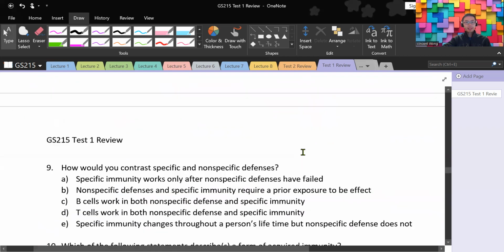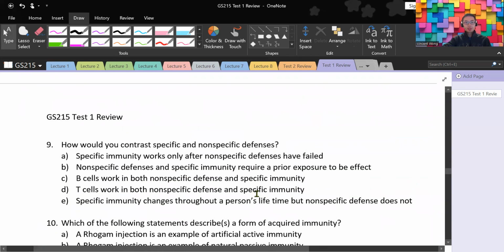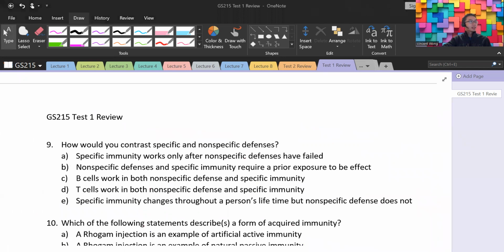Summary. Let's try a multiple choice question right here. Go for it. Just one correct answer here.